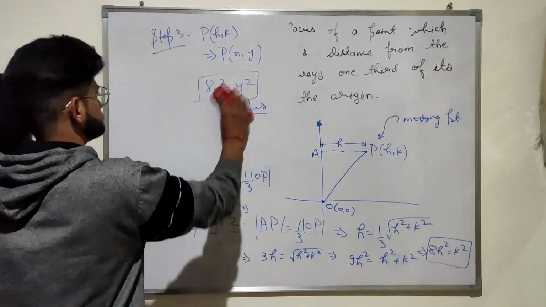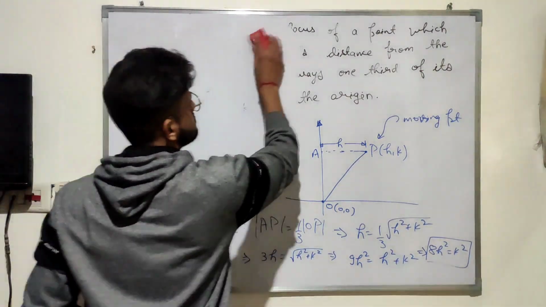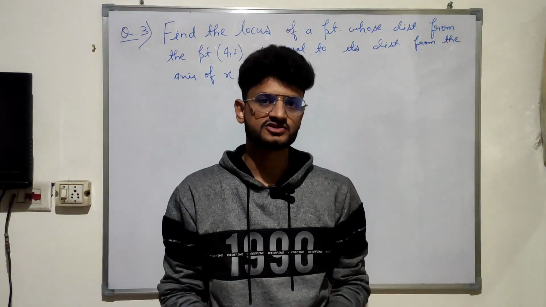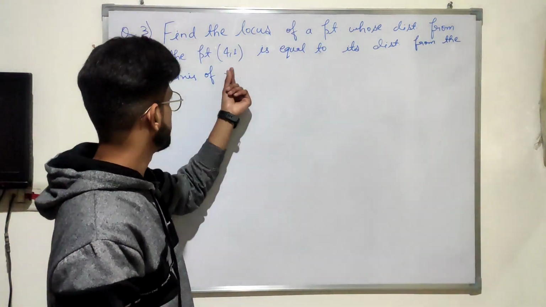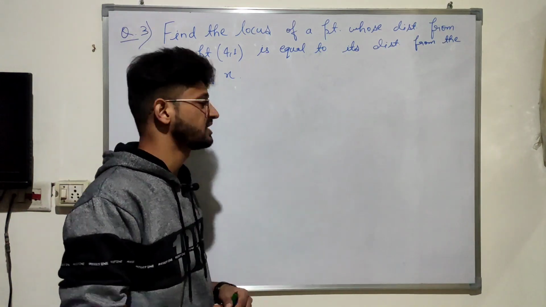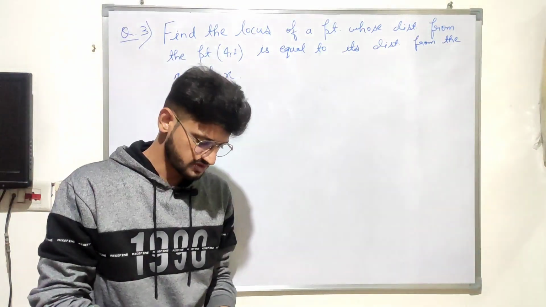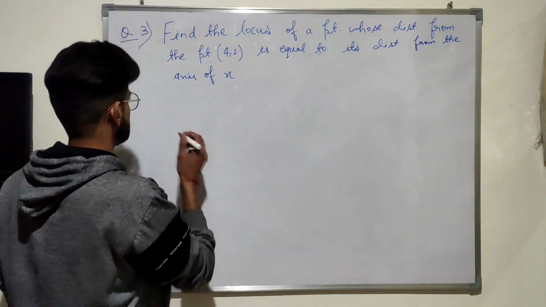Let's move to the third question. So our third question looks like this. Find the locus of a point whose distance from the point (4, 1) is equal to its distance from the axis of x. Almost the same question.